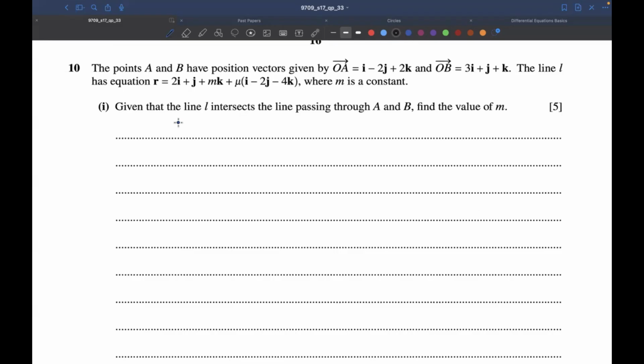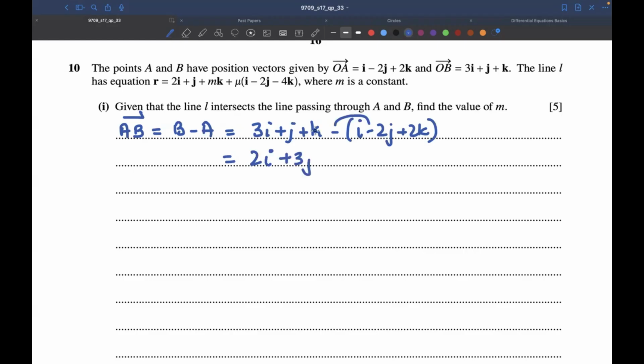Now the first step will be to make an equation for the line passing through A and B. So in the first step, we'll find the direction vector for AB, that is B minus A. B is 3i plus j plus k, and we subtract from it i minus 2j plus 2k. So 3i minus i will become 2i. For j, minus minus becomes plus, so that will become plus 3j. And k minus 2k will become minus k. So this is the direction vector.